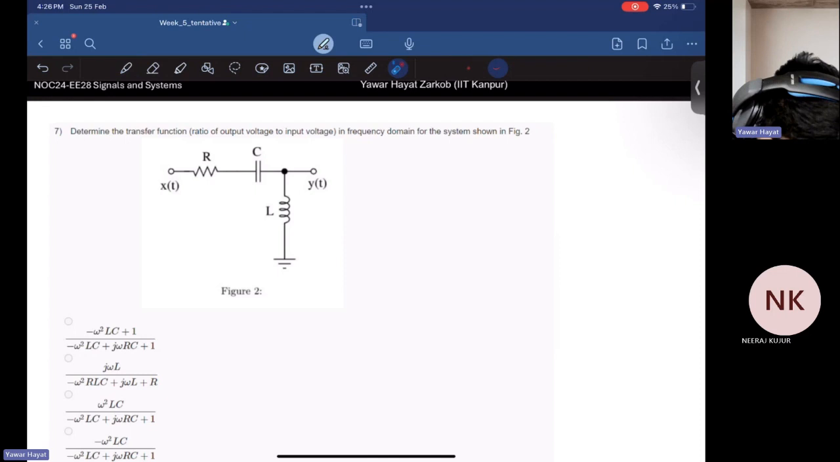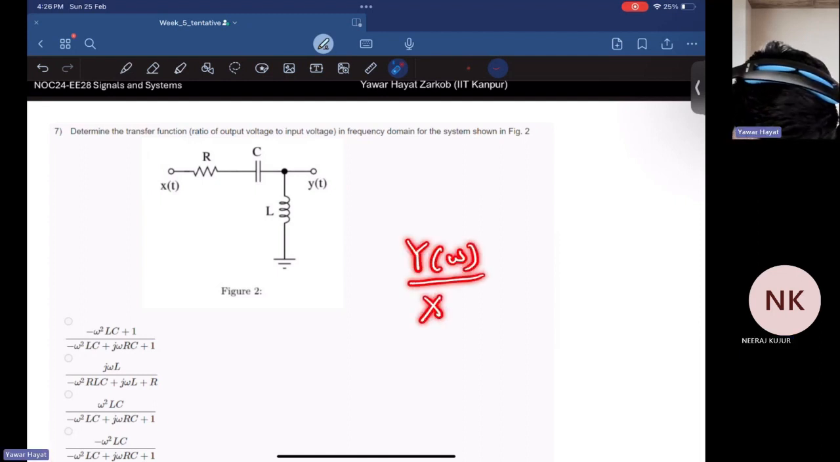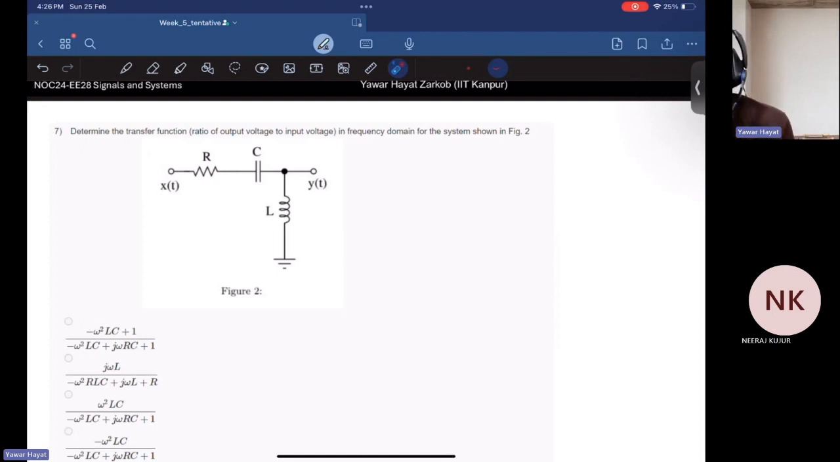This y of t would be y of omega, right? And this x of t would be x of omega. In other words, we need to compute this. This is nothing but a voltage divider, right? Yeah, compute this one.